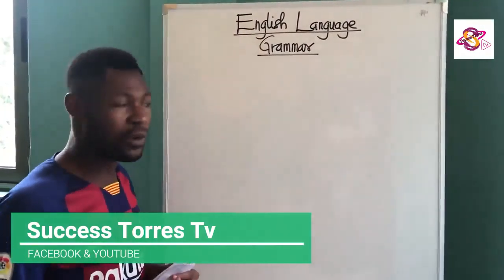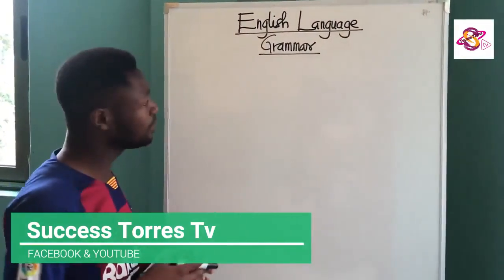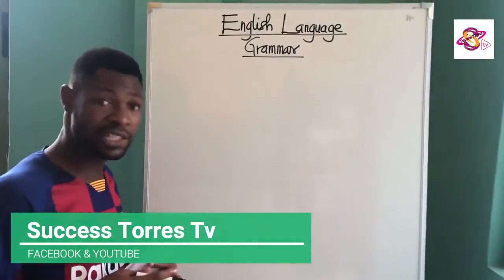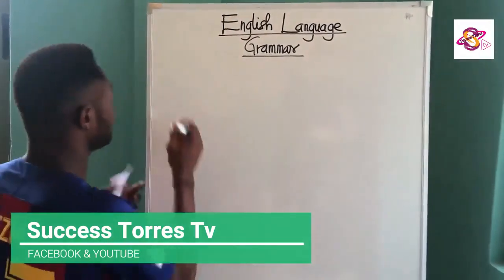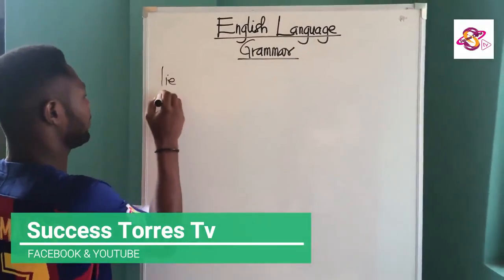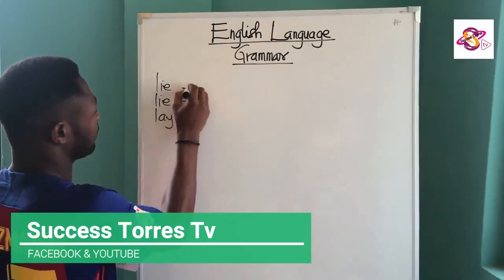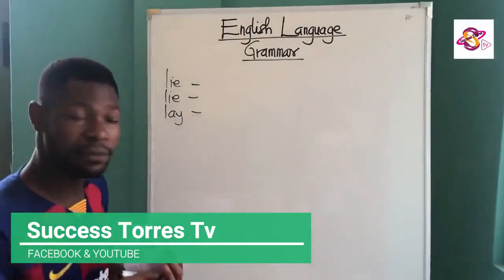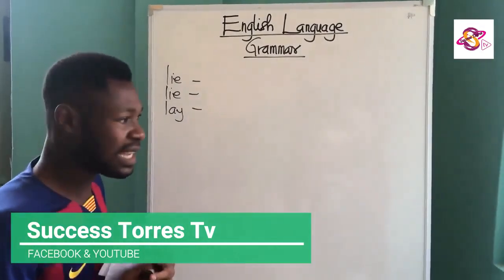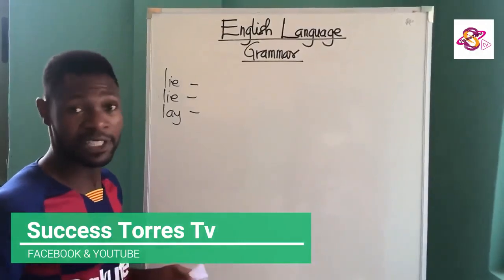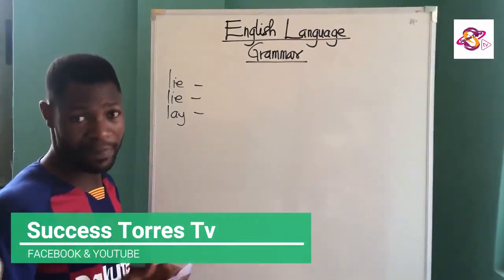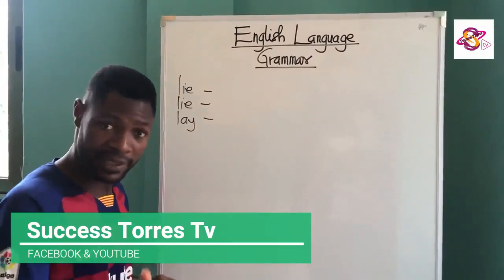But before we do so, I would plead your indulgence to take you through some words that look confusing. One has to do with this. These words, when we use them, sometimes we find it difficult as to which of them to use at what time, especially when it has to do with their past tense and then their past participle.